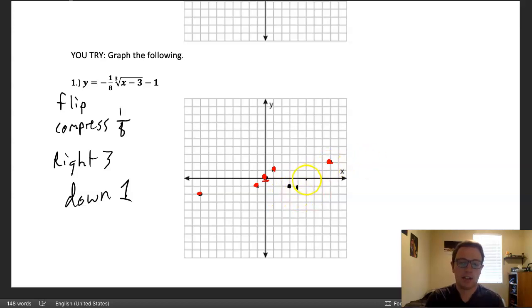Then if we moved over 8 and up 2, so 8, 2. We're going to change that so that we move over 8 and down by 2 times -1/8, or 1/4. So we go 1, 2, 3, 4, 5, 6, 7, 8. Our points all the way out here, and we go down 1/4.